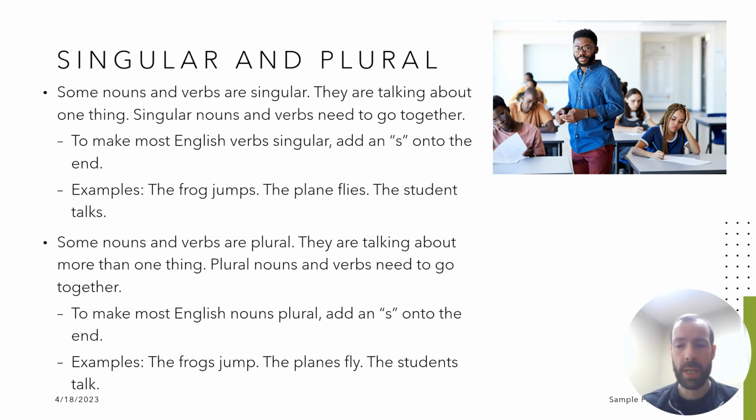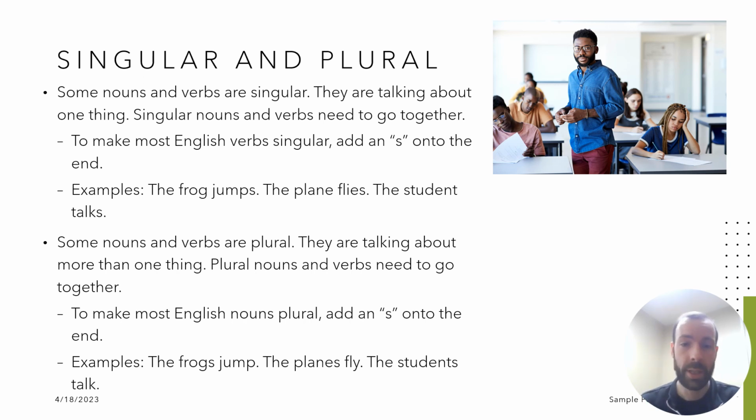So the first thing we need to know when we're trying to make our subjects and our verbs agree with each other, that means we have the same kind, is this concept of singular and plural. Some nouns and verbs are singular, which means that they're just talking about one thing. And singular nouns and verbs need to go together. So if you have a singular noun, just talking about one thing, you need to have a singular verb that goes with that.